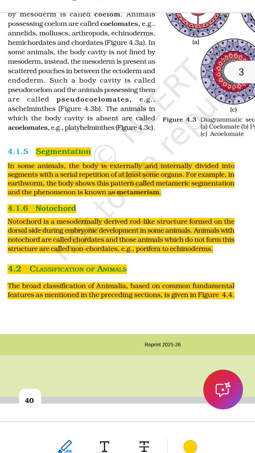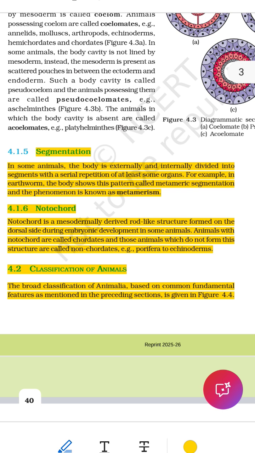Of course, here's a great detailed and super simple summary of everything you've learned so far. It puts everything together in an easy to understand way, like a kind teacher telling a story to someone new to science. Summary: segmentation, notochord, chordates, and animal classification.